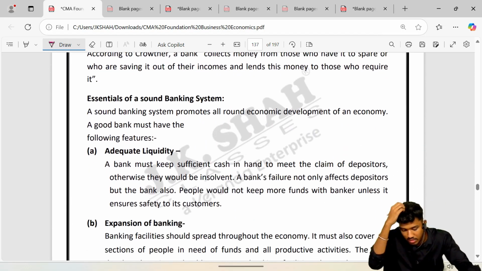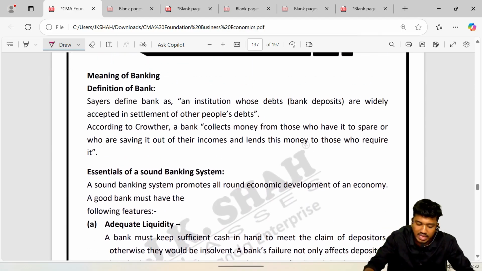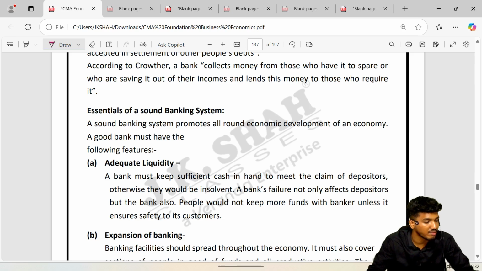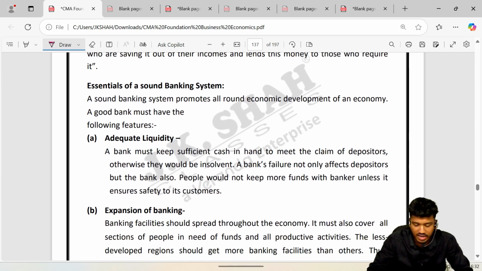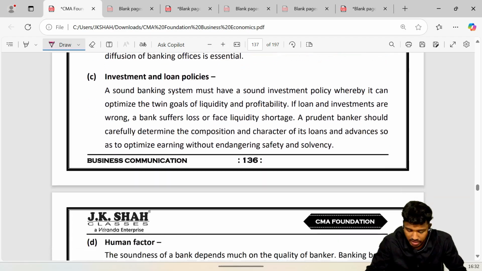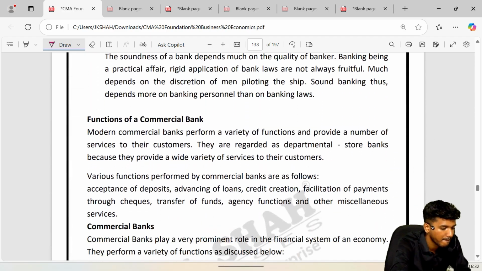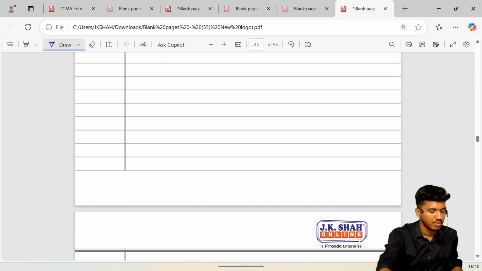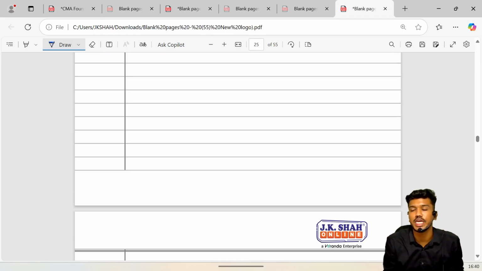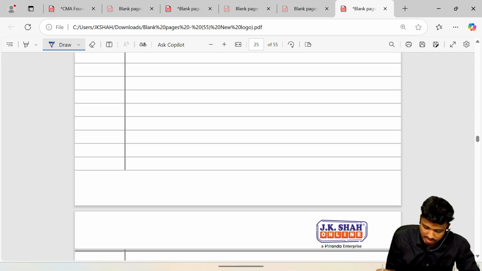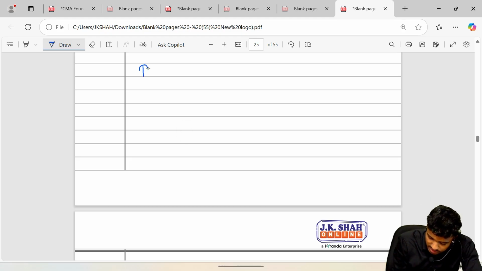Next, again the most important thing, that is the banking concept. Let's begin with the banking concept. Okay guys, let's initiate with the next topic, that is the banking concept. Now guys, let us understand what is banking, and let's move forward.